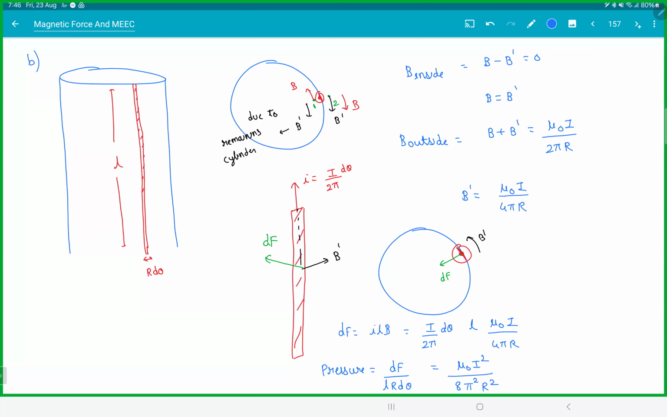I'll write down the result in the next page. That L r d theta is the area of that strip. Do have a look at this. So the main thing is you can't take the full field. You should take the field due to the remaining things on this one thin loop. That will be half of the total. And then you're done. The force will come. Force by area is the pressure.